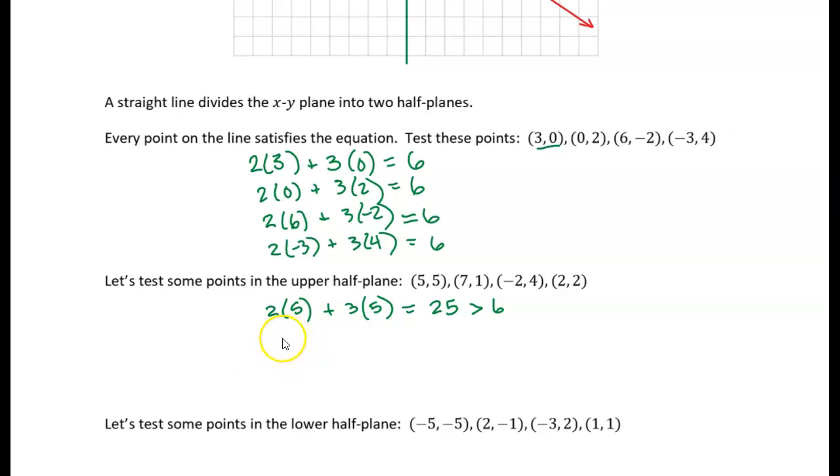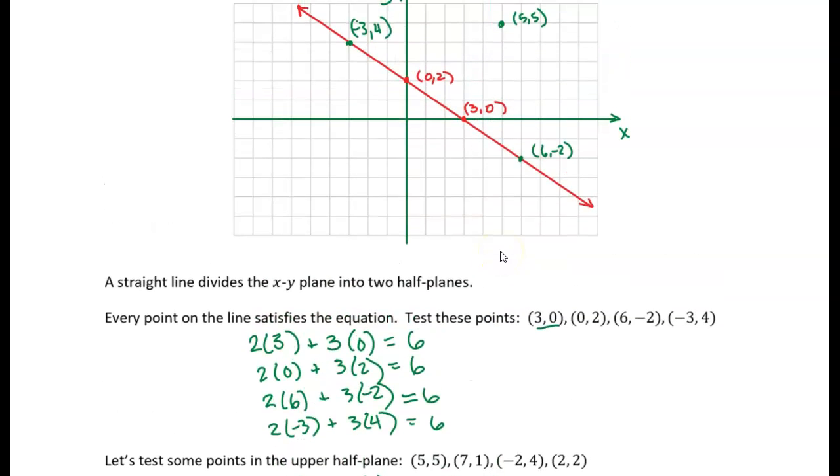All right, let's take a look at the next one. 2 times 7 plus 3 times 1 equals, what does that equal? Let's see, 14 plus 3, that gives me 17. Again, that's greater than 6. Where is that point? 7 comma 1. So 7 comma 1 is right here. 7 comma 1.